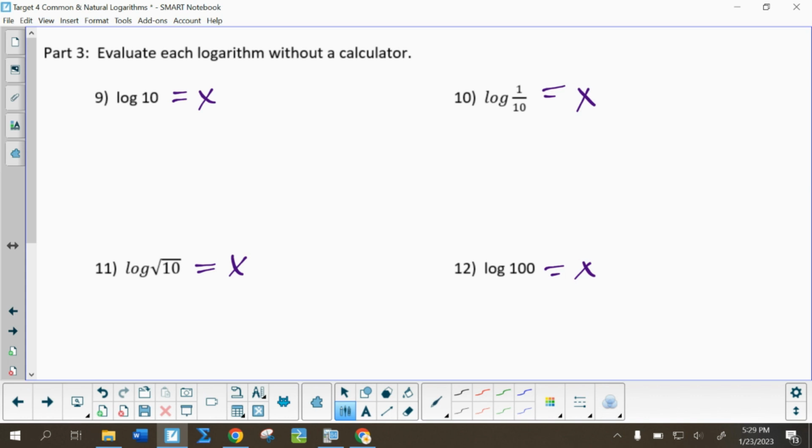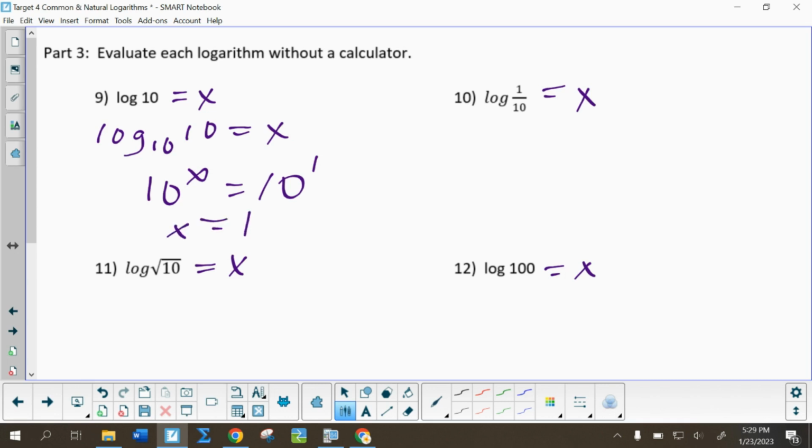So these first ones here are all base 10. If it helps you, rewrite the 10 in there if you need to. Hopefully eventually you won't have to. So I'm going to take and put this in exponential form. So I have 10 to the x equals 10. Well, how can I have 10 to the x equal 10? Well, the power on this 10 would have to equal 1. So that means my powers are equal. So x equals 1.